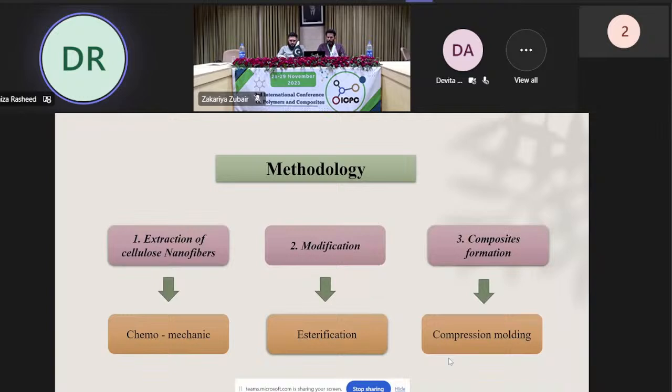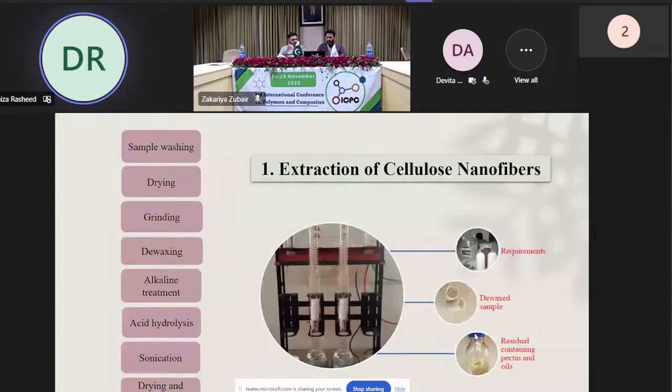This is the methodology. First, we extracted cellulose nanofibers, as I explained in the previous slide. Then we did modification, and after that, we did composite formation by using the compression molding technique. This is the scheme for the extraction of cellulose nanofibers, and in this extraction process, we tried to keep it as simple as possible so it can be upscaled at the industrial scale.